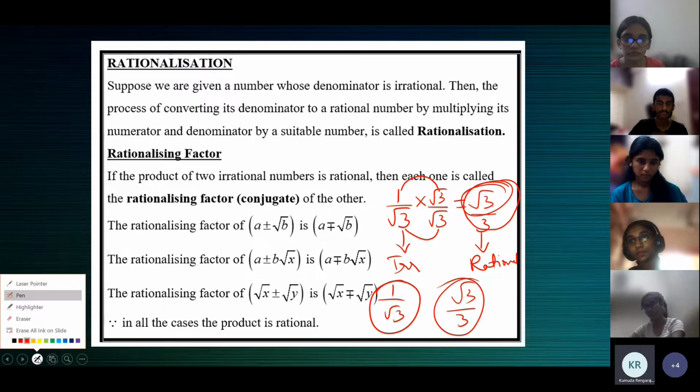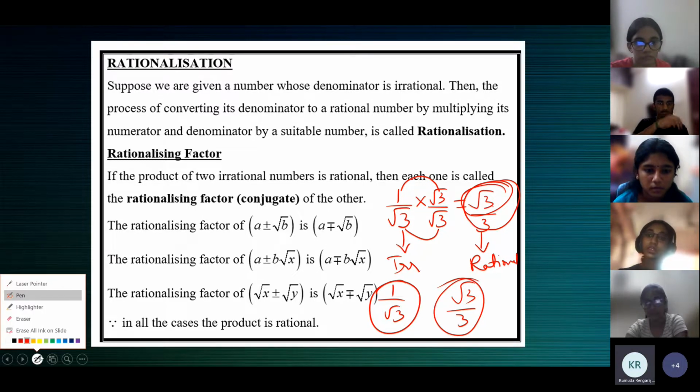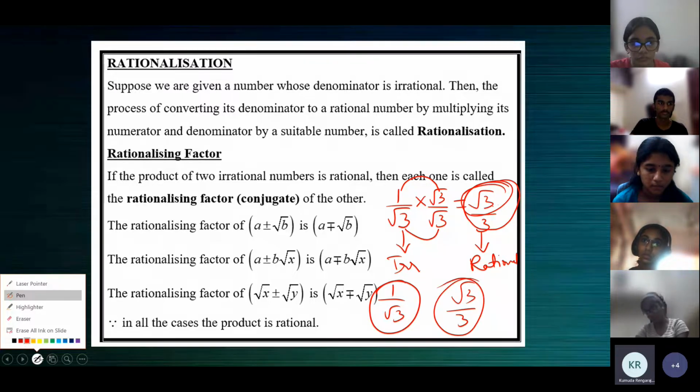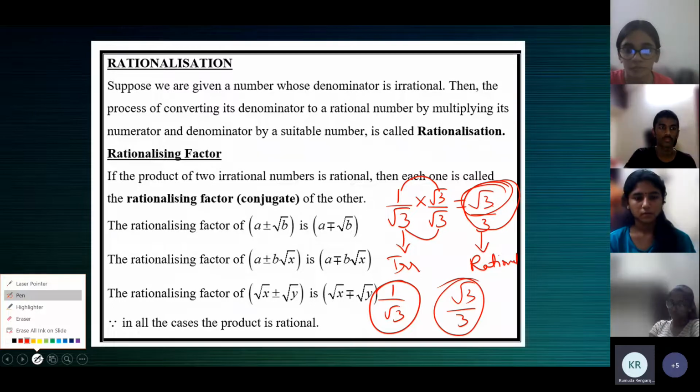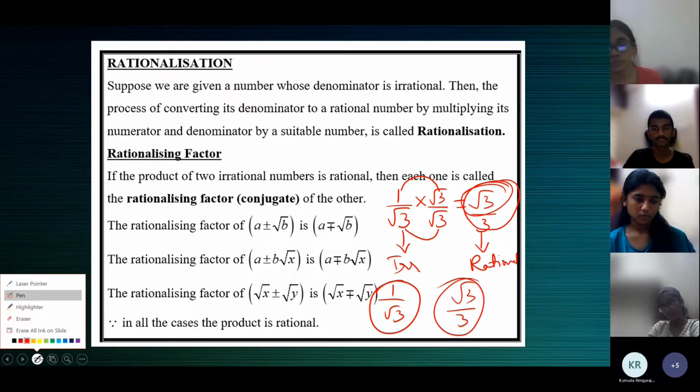Am I clear, children? When you rationalize the denominator, that is when you make the irrational denominator rational, the denominator becomes rational, but the expression which is irrational remains irrational. The expression cannot become rational.